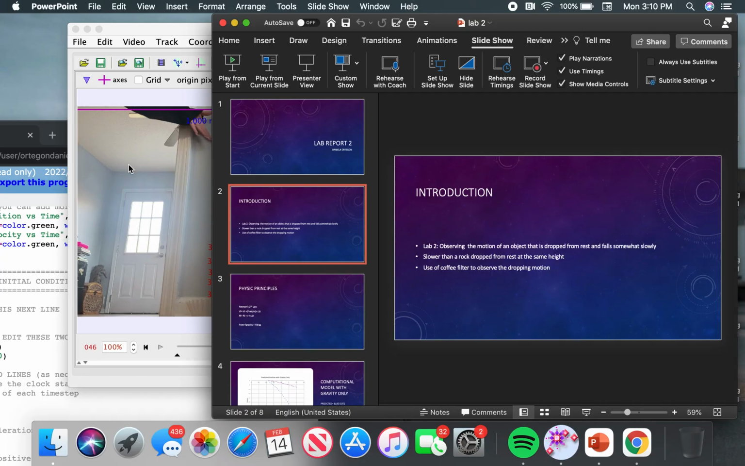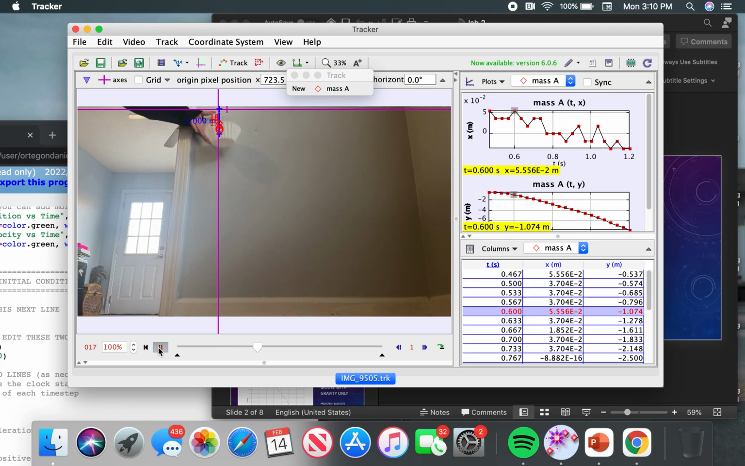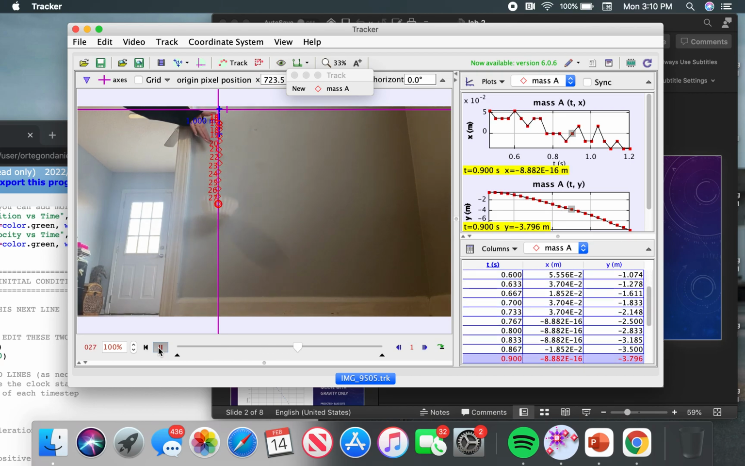So let's go to Tracker. Here you see the coffee filter being dropped. The mass of the coffee filter is 0.009 grams.